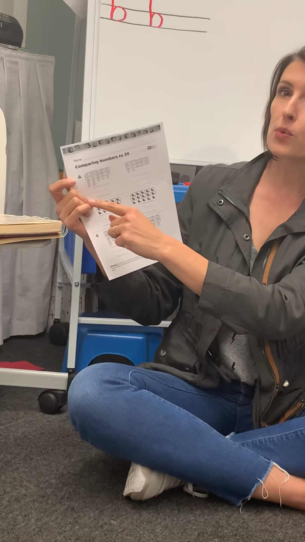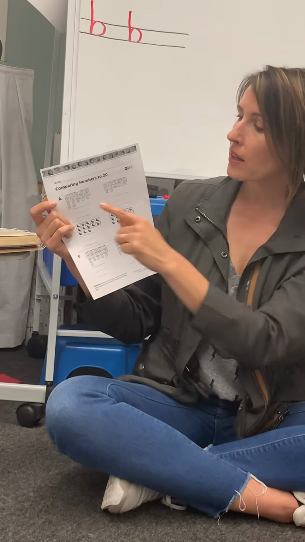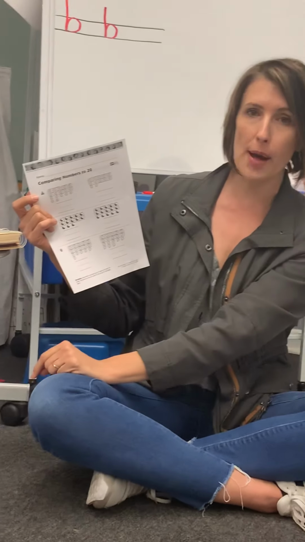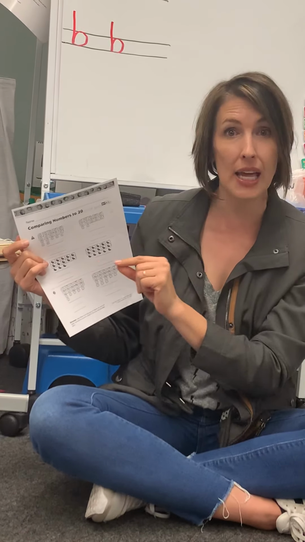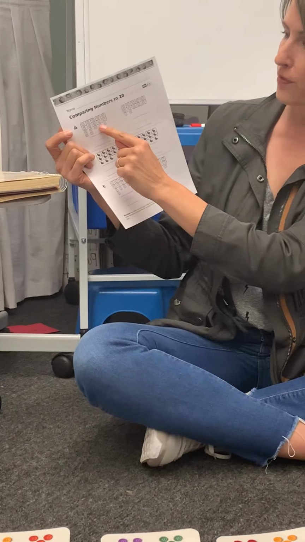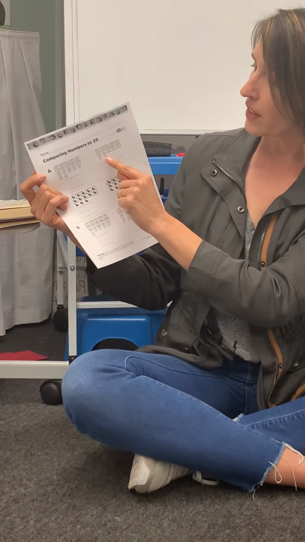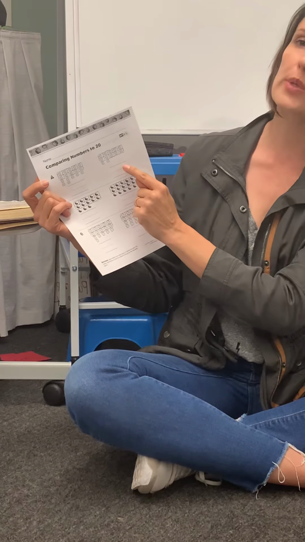Well, guess what? Remember, switch your brains on. This is a 10 frame. And we see that 10 frame is full of happy faces. So we know that there's at least 10. So we could start counting from 10. So we would say 10, 11, 12, 13, 14, 15, 16, 17. And we would write the number 17 down here. Same for this one. The 10 frame is full, so we can start counting from 10. Say 10, 11, 12. So we'd write the number 12.